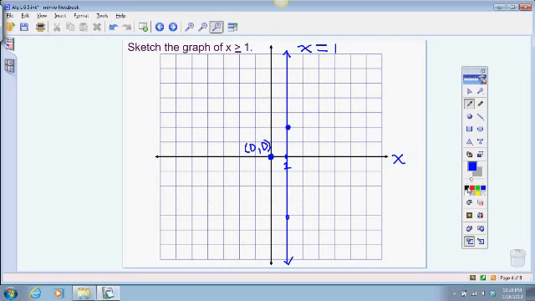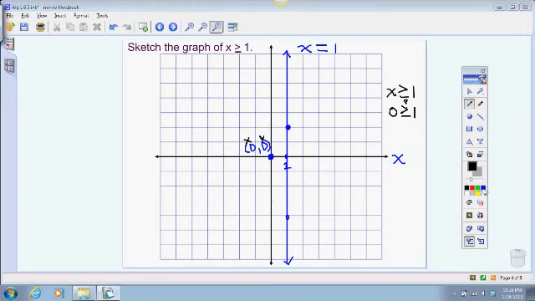And now you go back to your inequality here, where it says x is greater than or equal to 1. In this case, we have no y value, so I'm going to substitute just 0 in for x. So when I put 0 in for x, I get 0 is greater than or equal to 1. And I want to know, is that a true statement or not? Is 0 greater than 1? No.